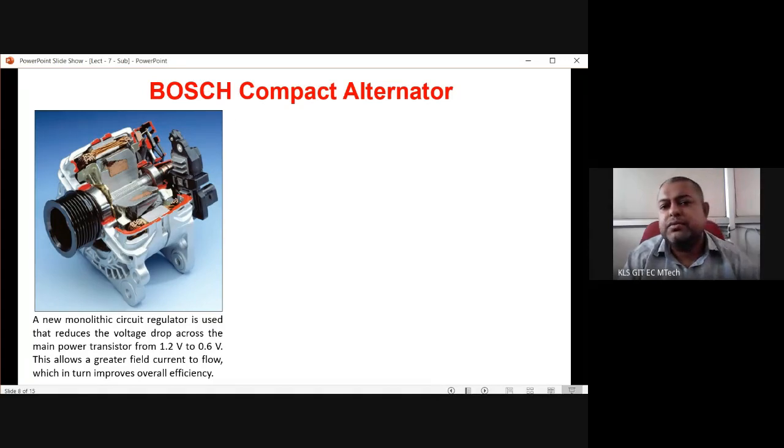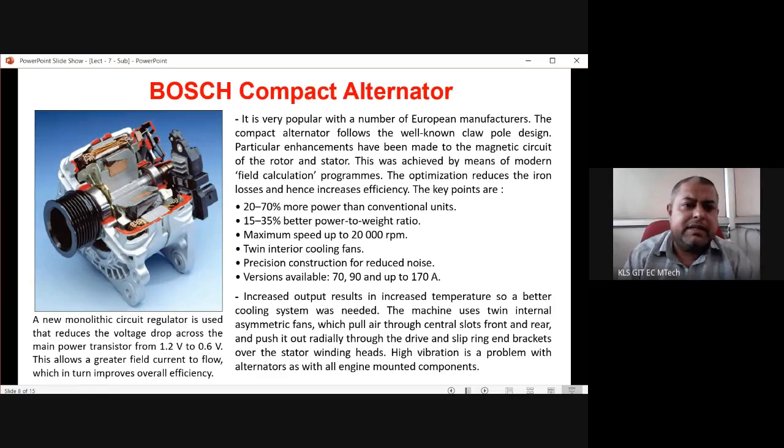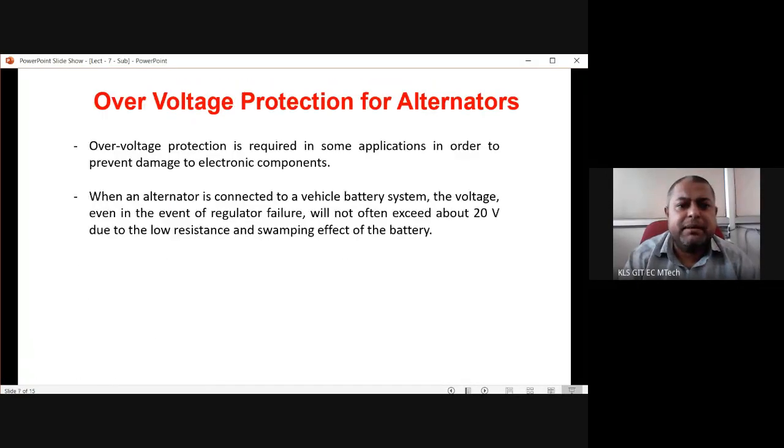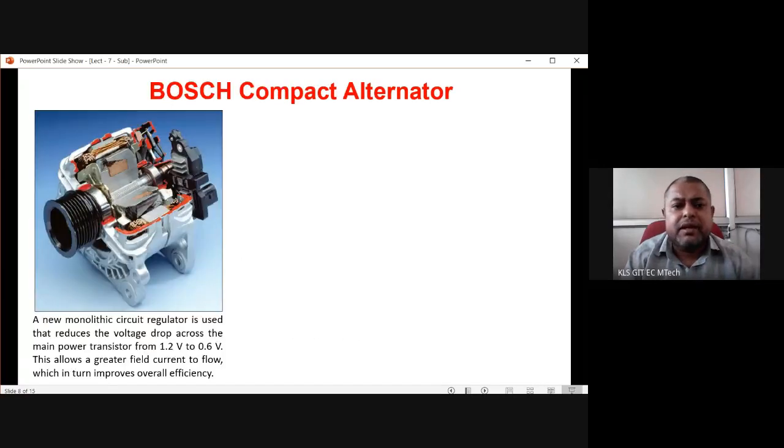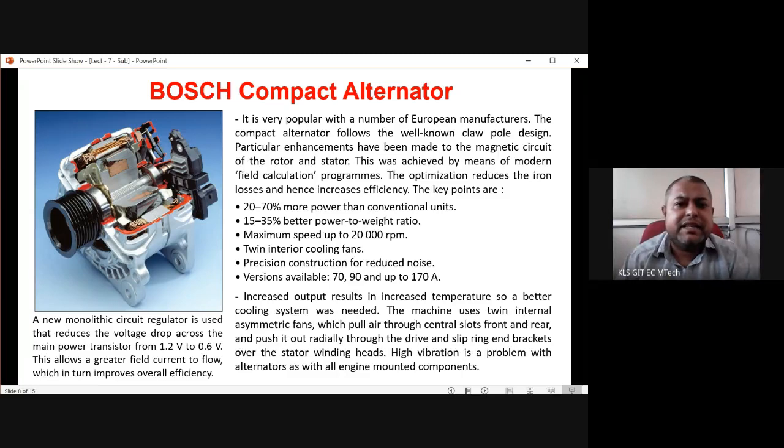Now I'll show you some more different types of alternators. This will not be asked in the exam directly, so for exams you can prepare up to this over voltage protection. There are some other different types of alternators and other things which I am showing you here.